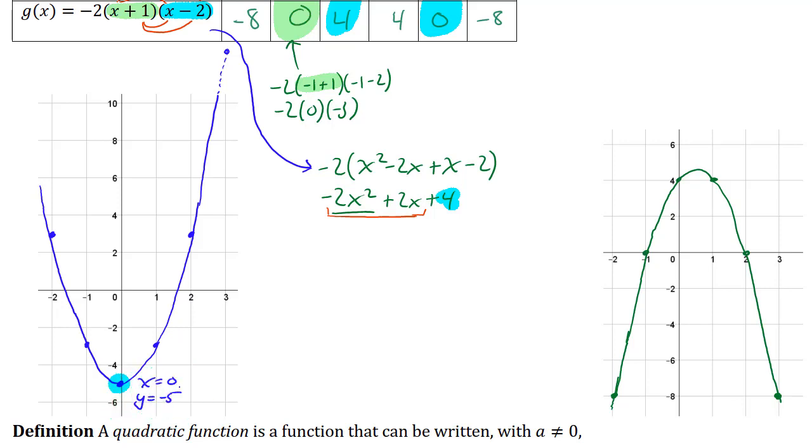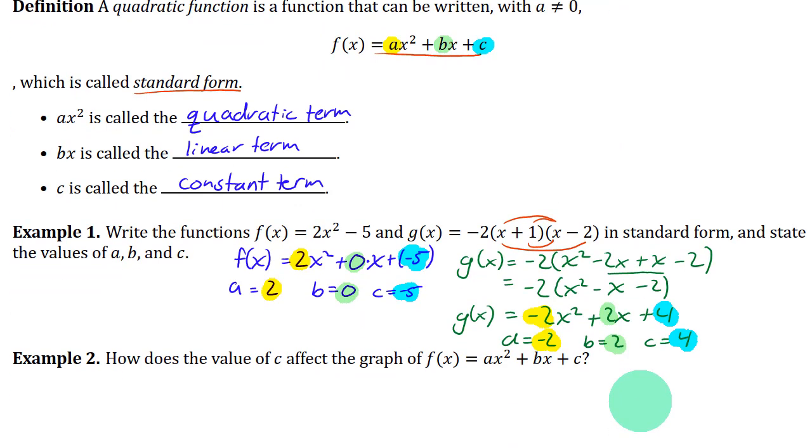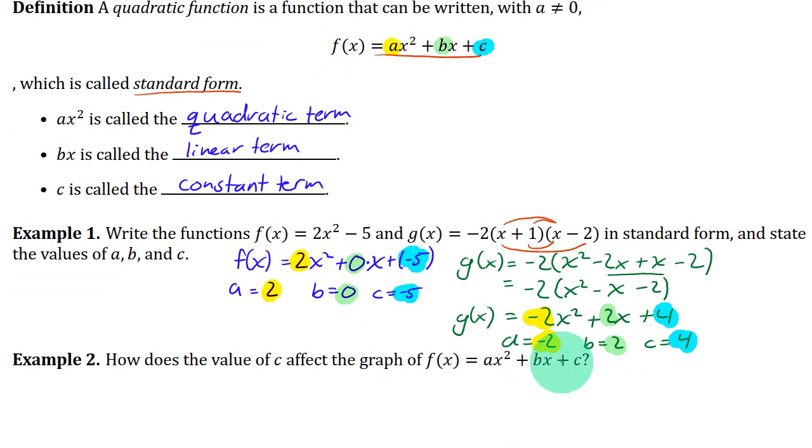So that's going to be the y-intercept. And here you can see the y-intercept is right here. You got x equals 0 and y is 4 for that one. So anyways, that's what the value of c does. It is the output of the function when you plug in 0.